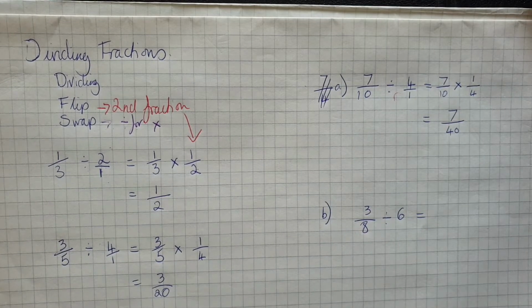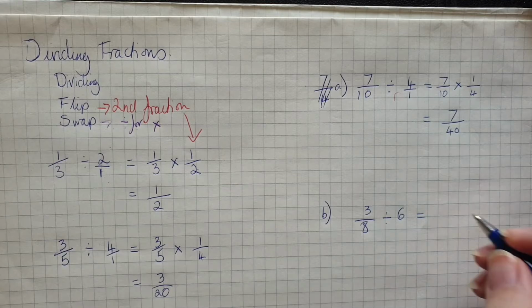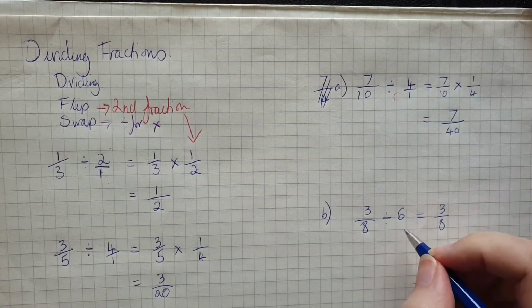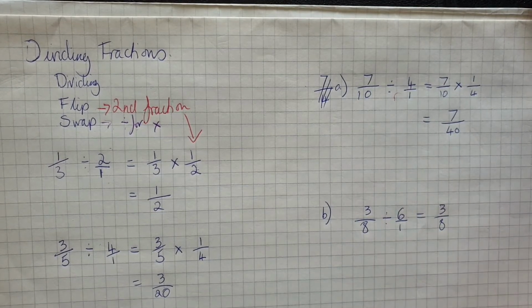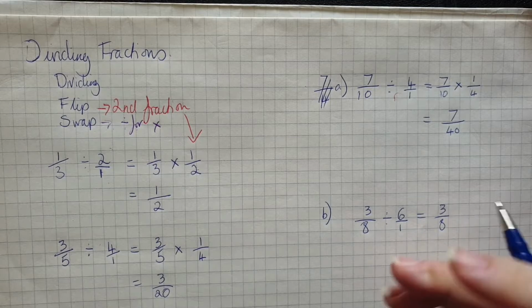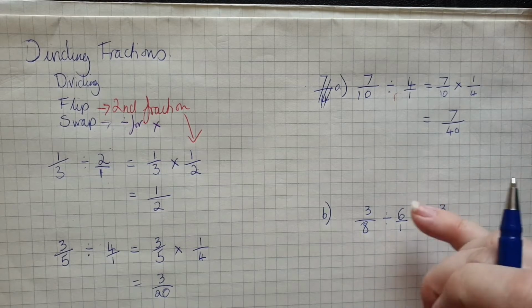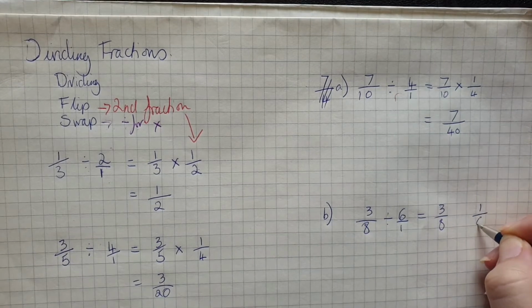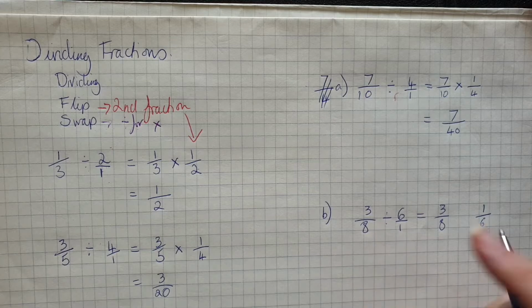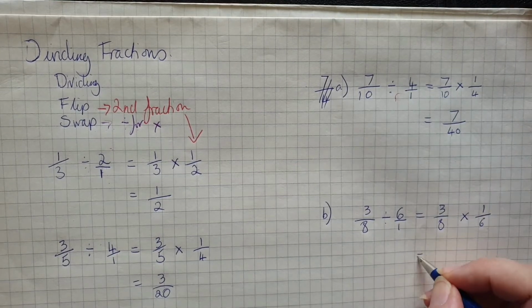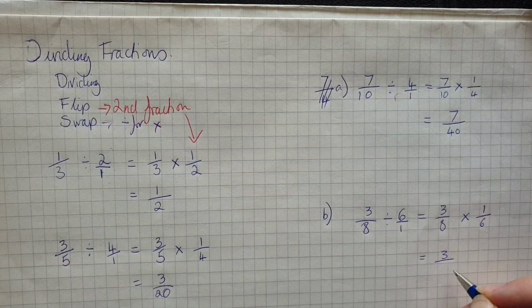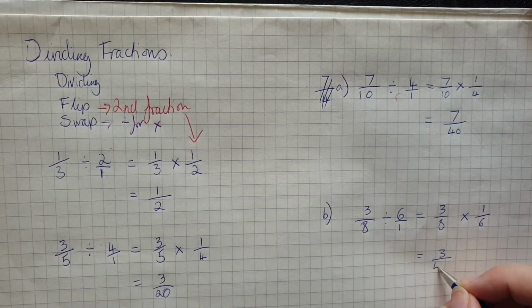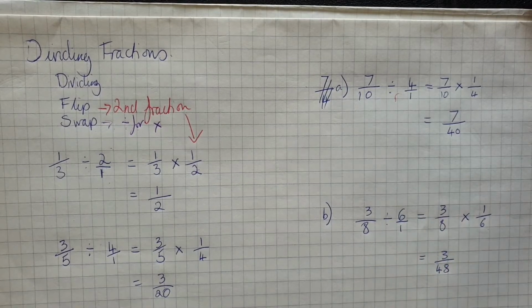Divide, flip, swap. We know we're dividing, we recognise that. 3/8. I'm going to take that 6, put it over 1, so we're not changing the magnitude of the 6, we're not changing the size of the 6, we're just putting this into a fraction. I'm going to flip the fraction, 1/6, and then I'm going to swap the divide for a multiply. That will give me 3 over 8 times 6 is 48.